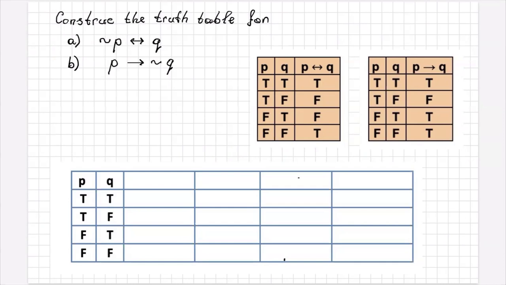So our expressions are, first one is negation of p, biconditional, equivalent to q. So negation of p with biconditional statement equivalent to q. And the second one is p implies the negation of q. In order to find the truth values of these expressions, we are going to refer to the truth values of conditional and biconditional statements. So the conditional statement is here, and the biconditional statement is given in this table.